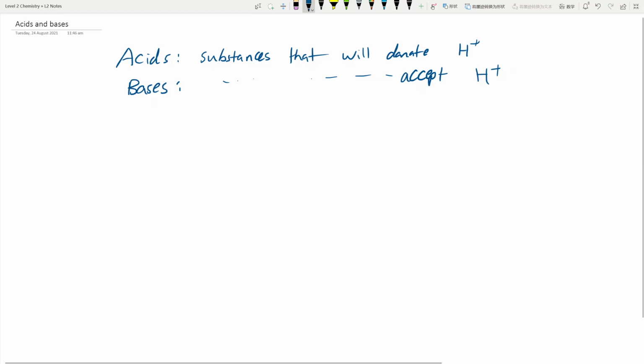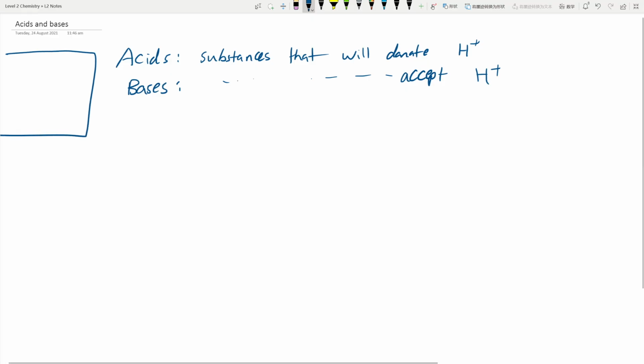There are two types of definitions for acids and bases. We only look at one of them, which is the one we're looking at up on the screen right now. The other one is looking at electrons, and you don't really learn that in NCEA. So this is slightly different, probably a little bit different to what you did in year 11.